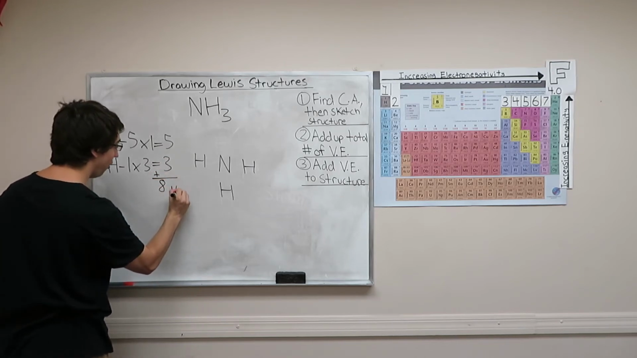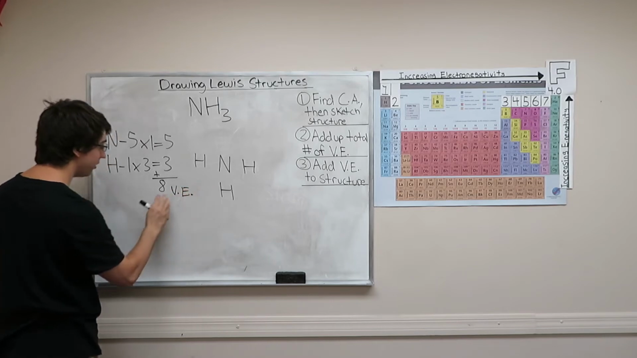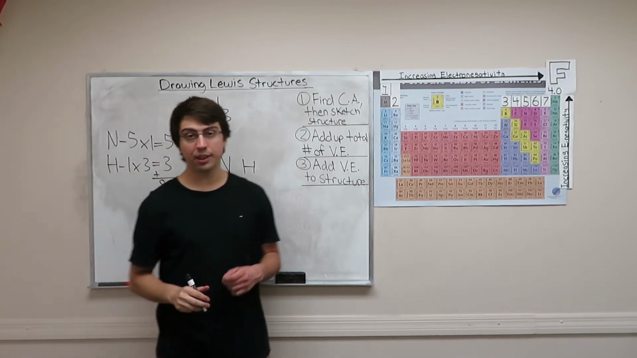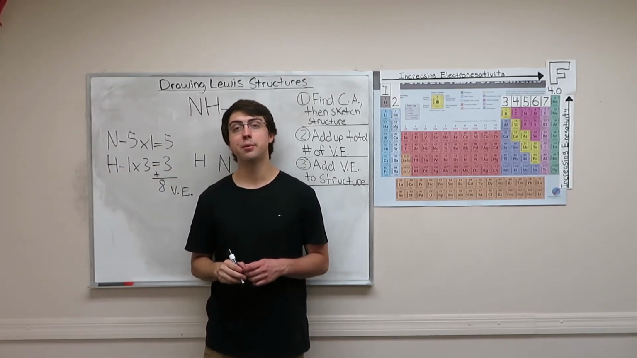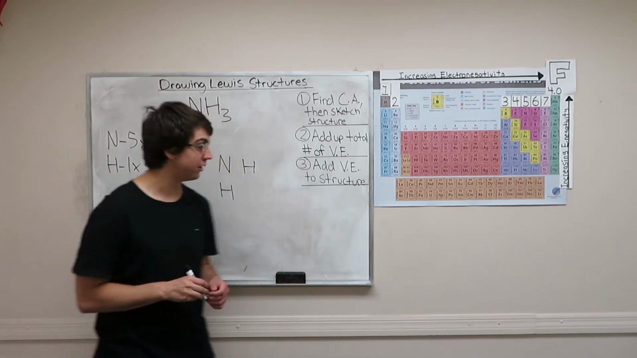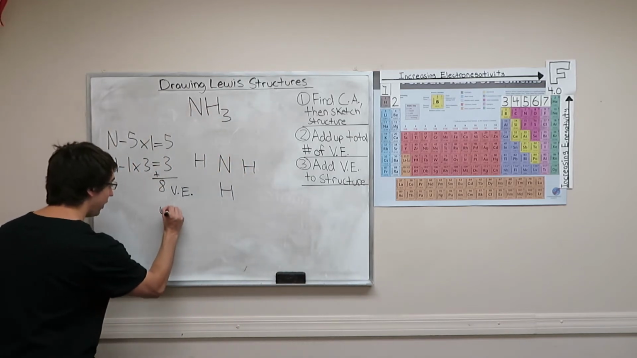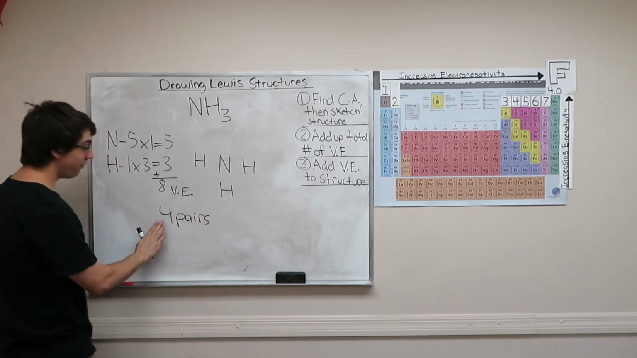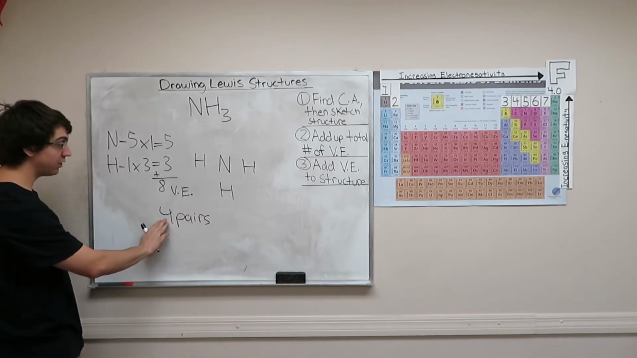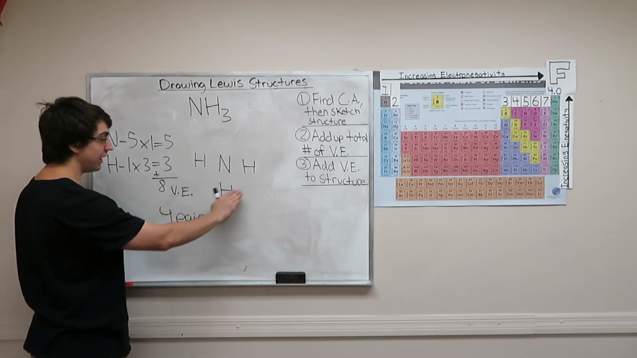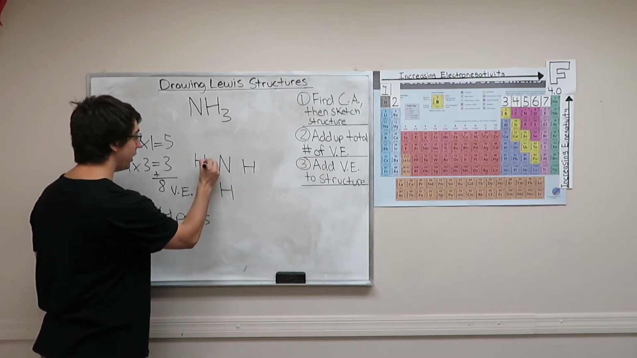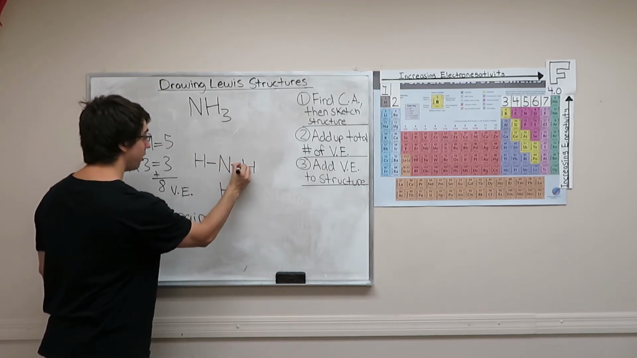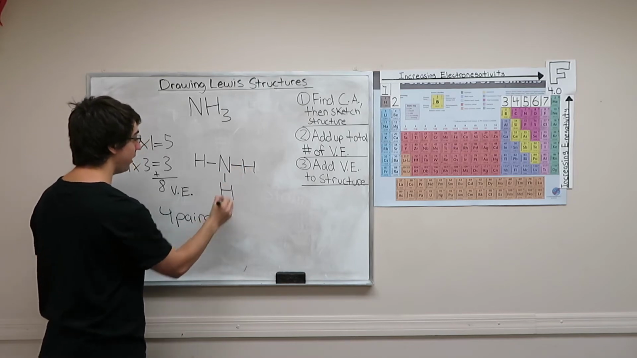So we have 8 total valence electrons, and ultimately those valence electrons are going to form pairs, so we can say that we have 4 pairs of valence electrons. So I'm going to write 4 pairs right here. So we have 4 pairs of total valence electrons. The first thing I'm going to do is connect all of these with a pair. So we have 1 pair here, another pair here, and another pair here.